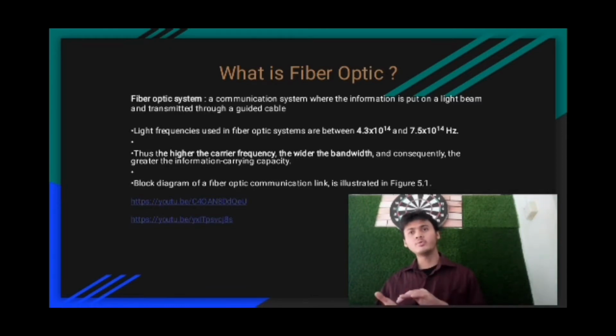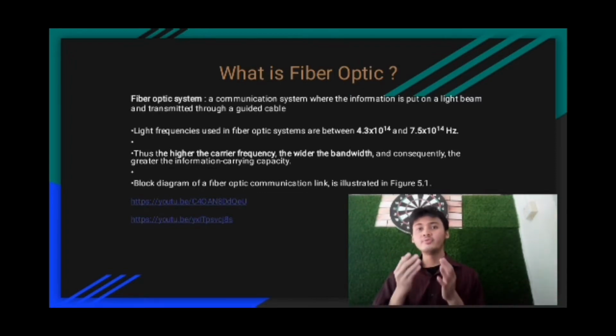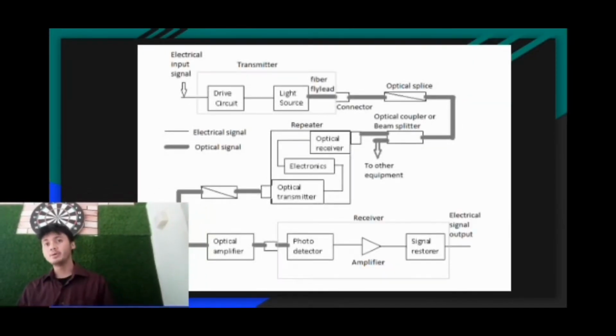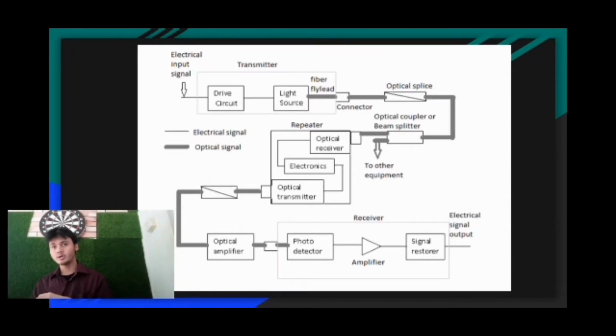When we talk about light, it must involve frequencies. Light frequencies in a fiber optic system are between 4.3 times 10 to the power of 14 and 7.5 times 10 to the power of 14 hertz. So the unit is hertz. The important part is that the higher the carrier frequency, the wider the bandwidth, and the greater the information capacity.